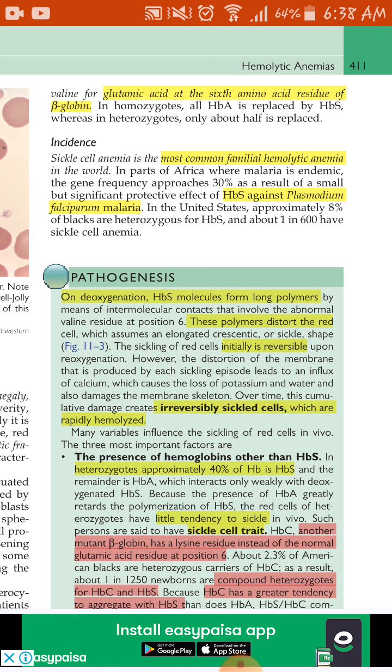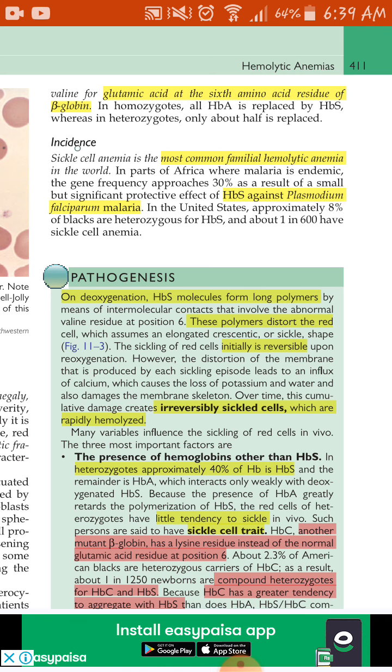Okay, now the person who is heterozygote is said to have sickle cell trait. A person who is having sickle cell trait normally does not have any problem, but if such a person is exposed to extreme conditions, for example high altitude or dehydration, then there may be some defect.